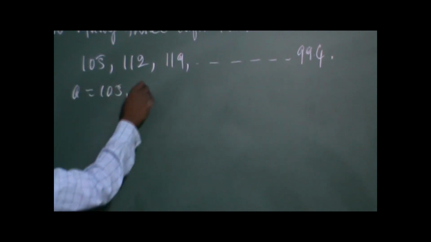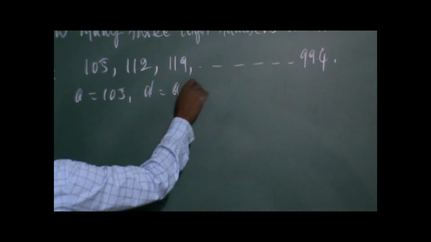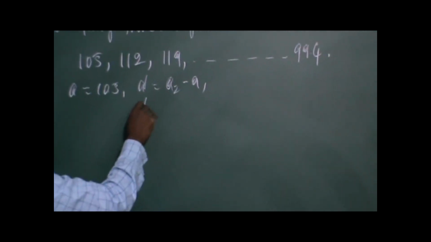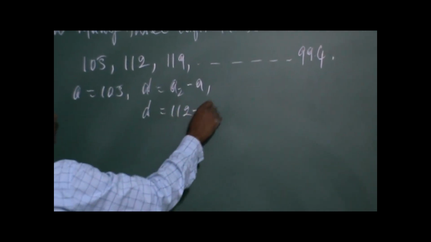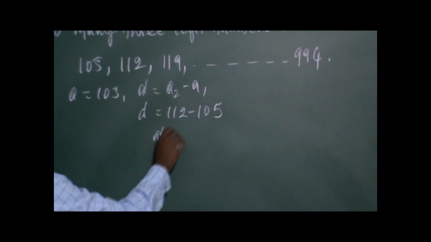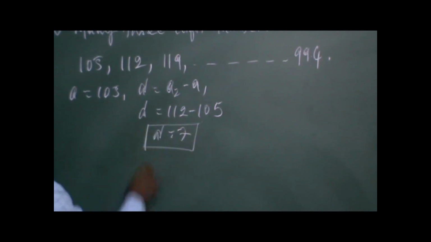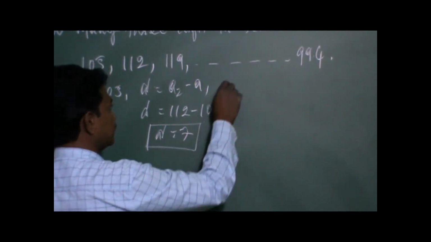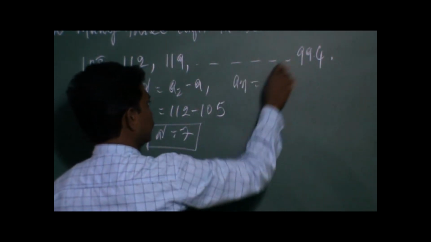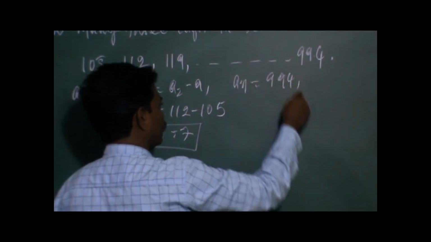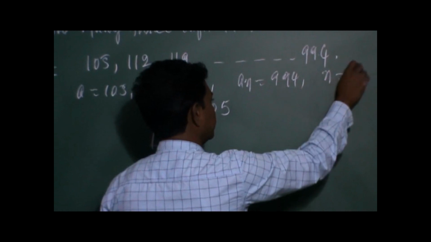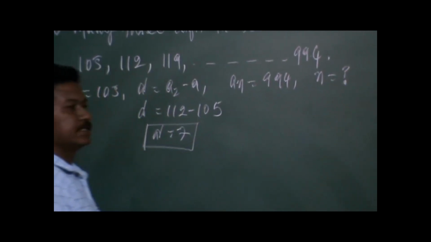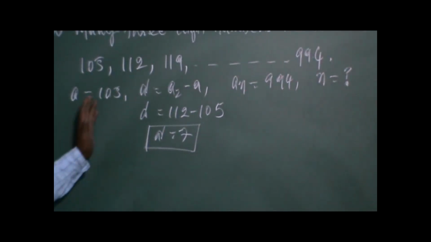Okay, a is equal to 105, d is equal to a2 minus a1. So d is equal to 112 minus 105. d is equal to 7. We have got the common difference 7. Next, the nth term an is equal to 994, and we have to find the value of n. So how many such terms are there, that is, 3-digit numbers which are divisible by 7? You have to find the value of n.